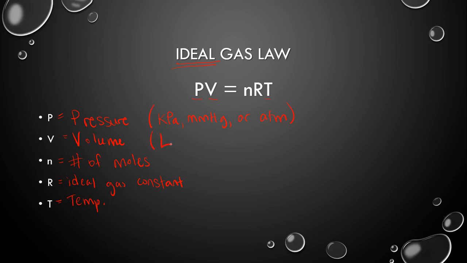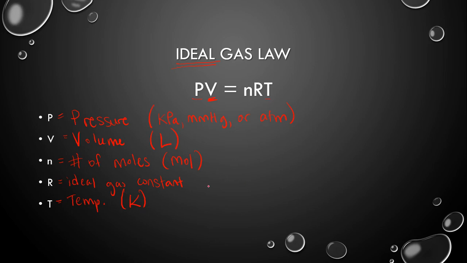Volume this time has to be in liters. In our previous equation, we could use milliliters as long as we use the same thing on both sides of the equation. But this one only has one volume. We absolutely have to have liters. Now, the number of moles, that's pretty easy. The unit will be mole, of course. And temperature still has to be Kelvin, just like it did in our previous equation.